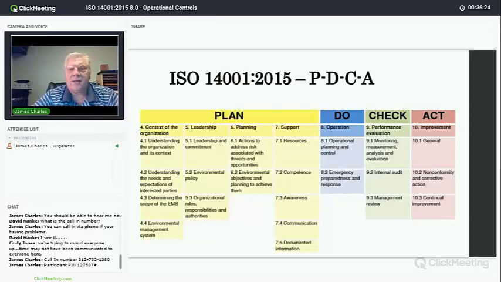For those of you that have had a chance to look at the standard, this version is based on Plan, Do, Check, Act. Today specifically, we're going to be looking at the Do portion, Section 8 called Operations, and specifically Section 8.1, Operational Planning and Control.